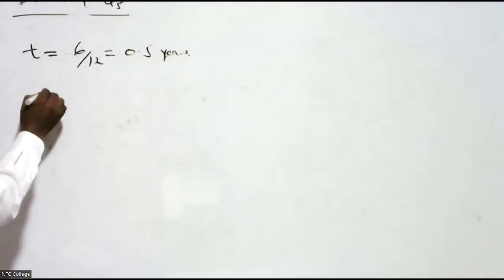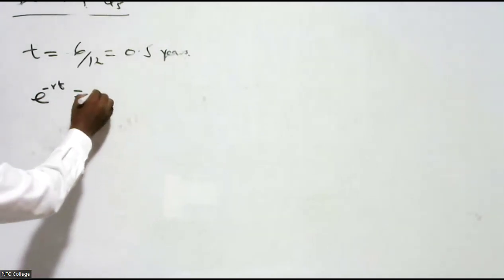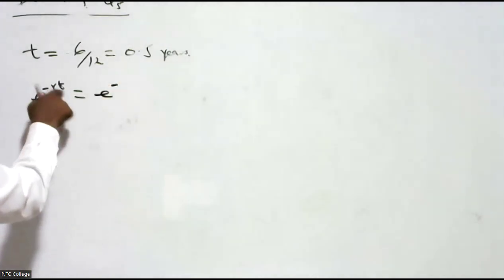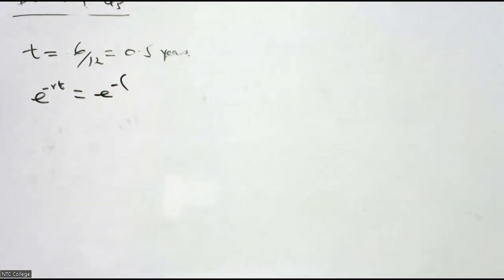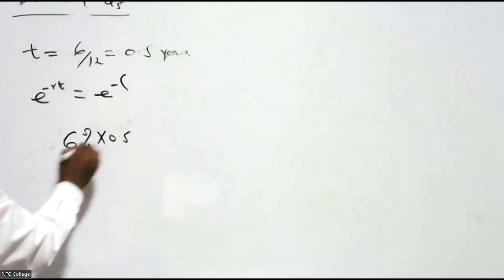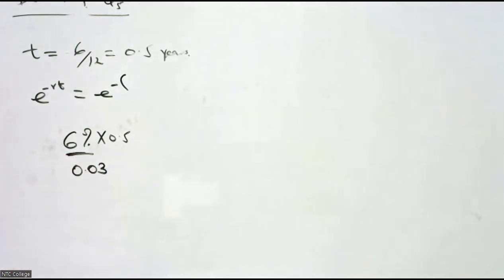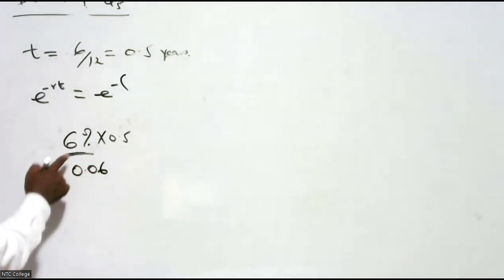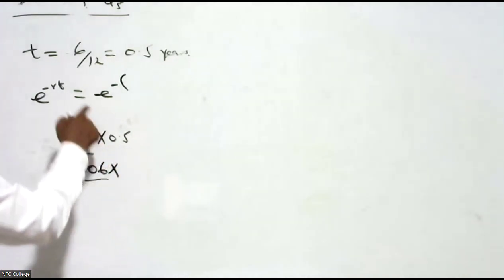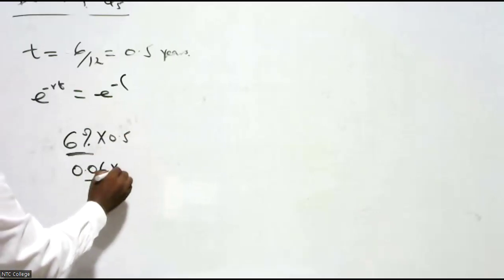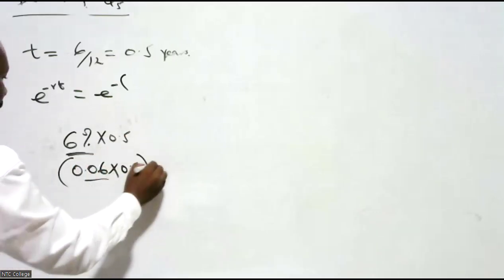Then we have Euler's constant, which is written like that, right? That is how the formula looks like, right? Euler's constant raised to negative RT. So this one is the same as negative R and T. What are they? R is 6%. T is 0.5. 6% is the same as 0.06, sorry. 6% is the same as this times time, which we now know. So time is 0.5. When you multiply this, what do you get?